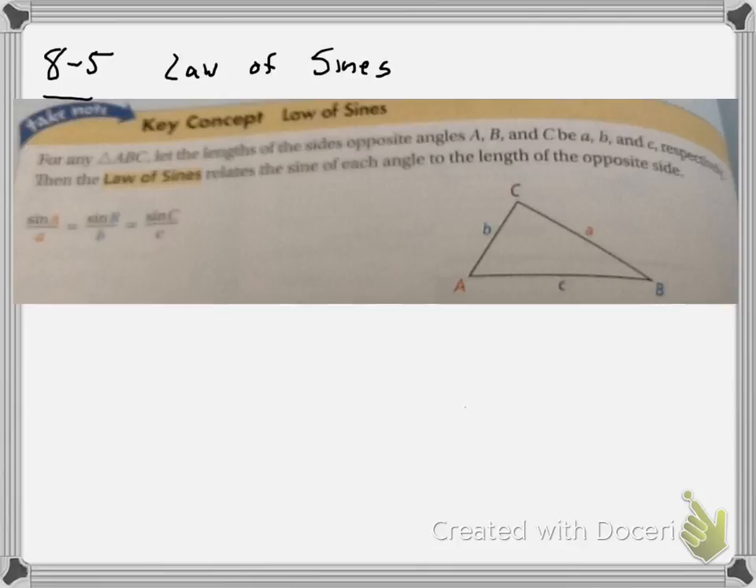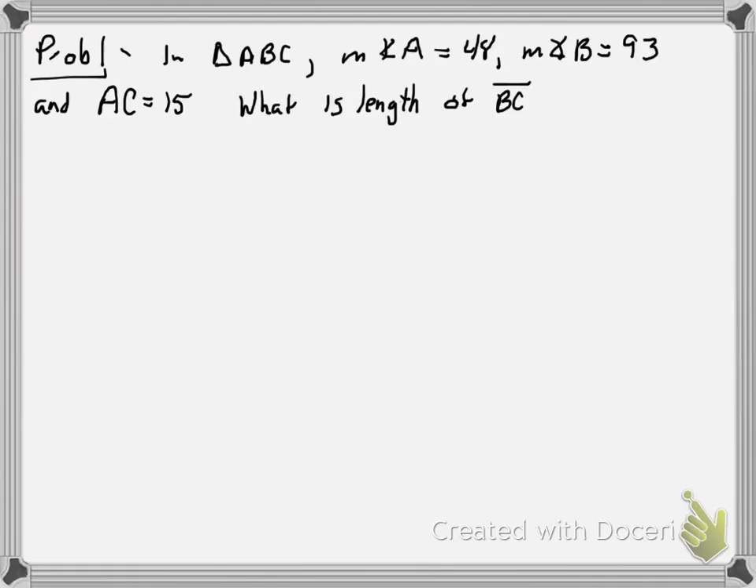The law of sines relates the sine of each angle to the length of the opposite side. So if you look here, sine of A divided by side A equals the sine of B divided by side B equals the sine of C divided by side C. So if we want to use that in triangle ABC, measuring angle A is 48, measuring angle B is 93, and AC is 15. What is the length of BC?